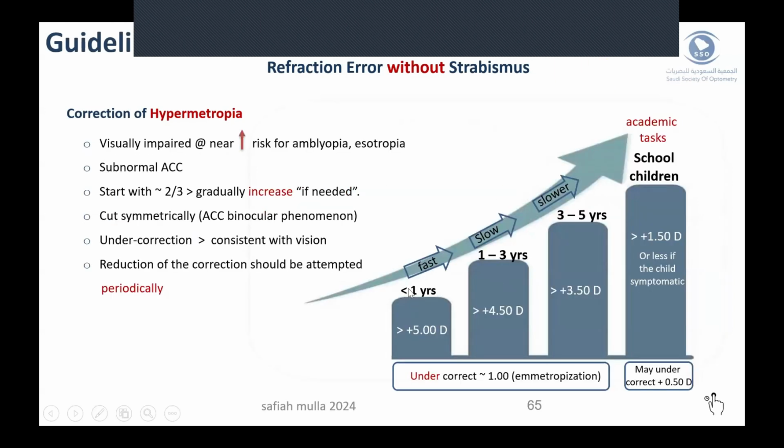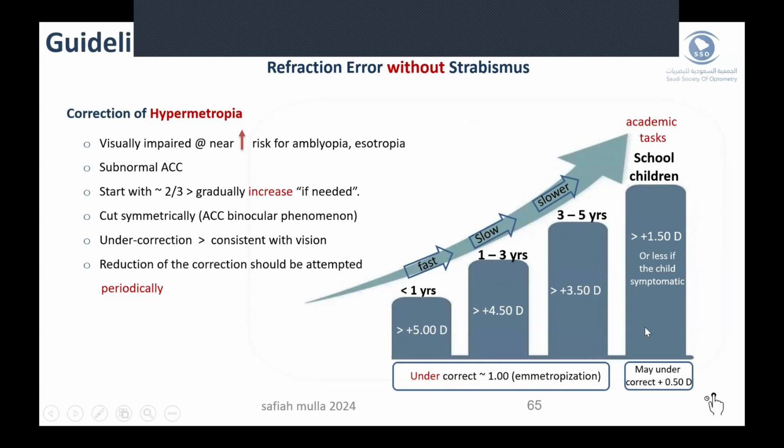Sorry. So less than 1 year, you don't correct them unless they are more than 0.5 diopter. If they are 1 to 3 years, those are still in the emmetropization process, so you don't correct unless they are 4.5 or more. 3 to 5 years, 3.5 or more. And then, as we said, we undercorrect them approximately 1 diopter or 2/3 of the refraction because you want to stimulate the emmetropization process and not block it.